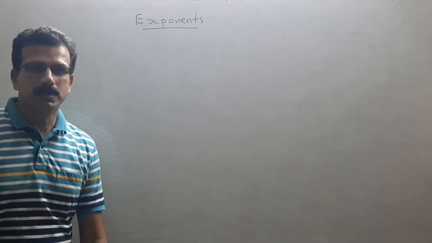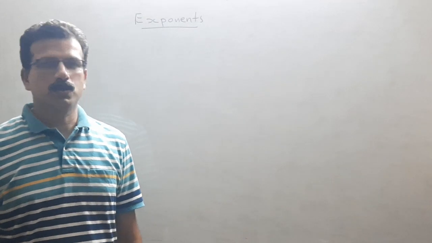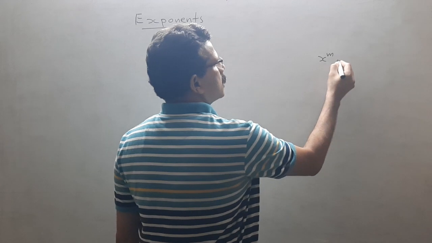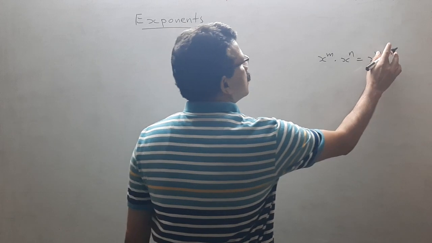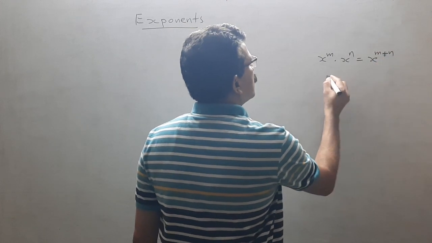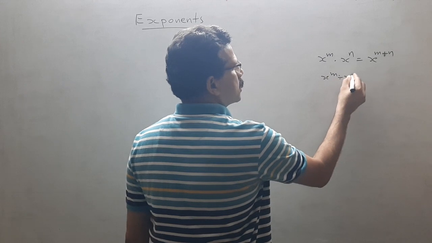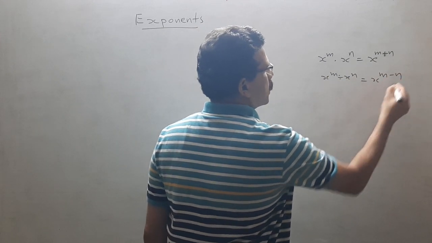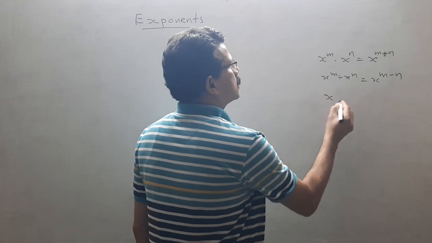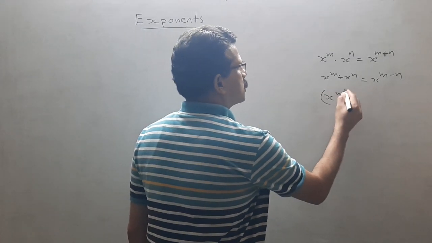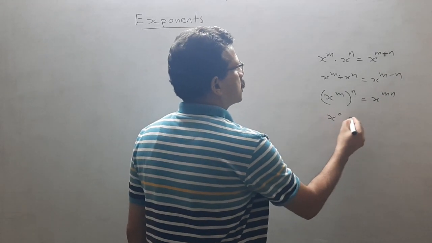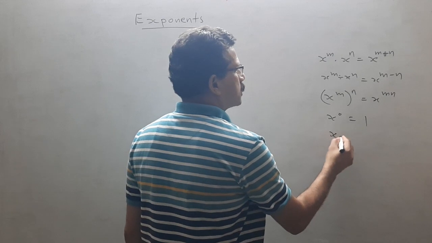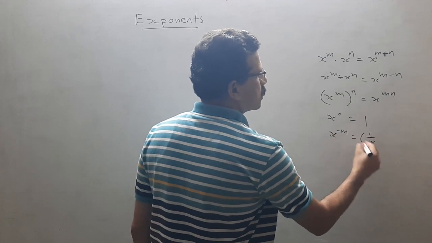Laws of exponents we already discussed in the previous video. Which are the laws of exponents? x to the power m into x to the power n equal to x to the power m plus n. x to the power m divided by x to the power n equal to x to the power m minus n. x to the power m all raised to n equal to x to the power mn. x to the power 0 equal to 1. x to the power minus m equal to 1 upon x to the power m.